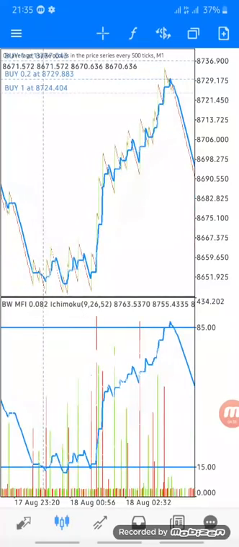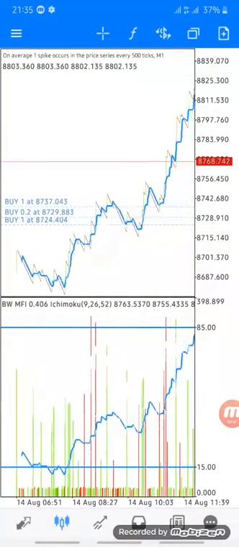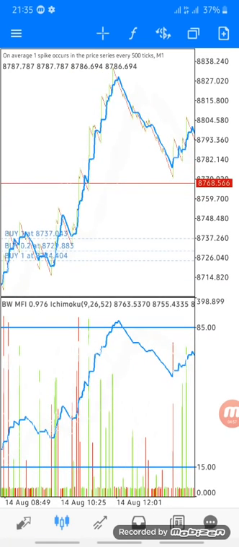Let us backtest it a little bit. We are just going to use 1 minute time frame for now. You can also use it for higher time frames, but 1 minute for now. So we are in Boom 500. What you're going to be doing with this strategy, you see, with my Ichimoku, once it touches level 85, it reverses.